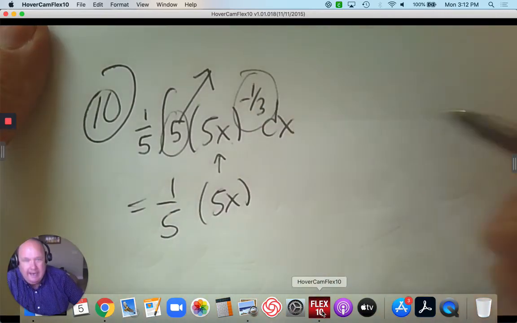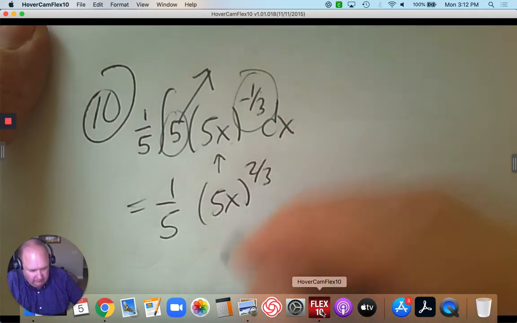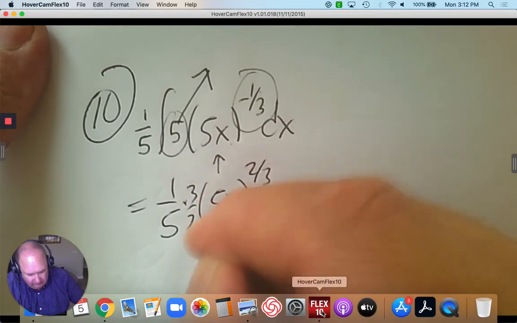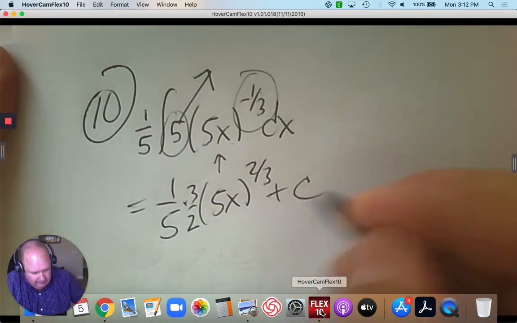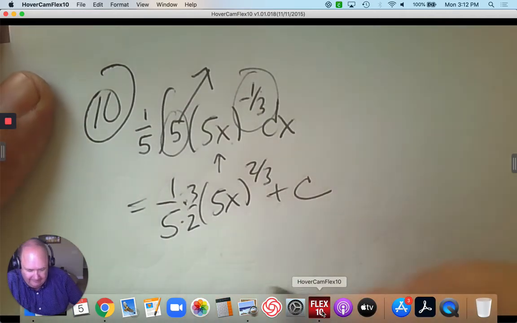And then you add 1. So -1 plus 3 is positive 2/3. Divide by 2/3 or times the reciprocal. And then the constant. And yes, you could write that as 3/10.